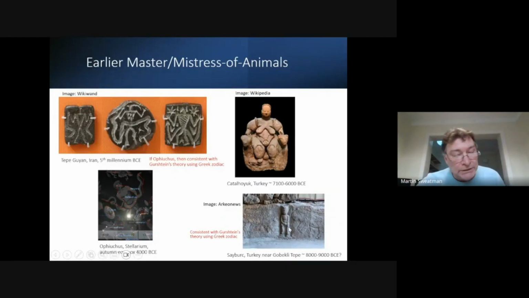So what does all this mean? I think what it means is that symbolism can survive from the time of Gobekli Tepe through to the Bronze Age, and then to ancient Greece, because we see what appears to be the master or mistress of animals throughout this period. And moreover, it's generally accepted that the animal symbols in the later Bronze Age examples might be related to the Greek constellations. So therefore, it's entirely possible that the animal symbols at Gobekli Tepe are related to the Greek constellations too.